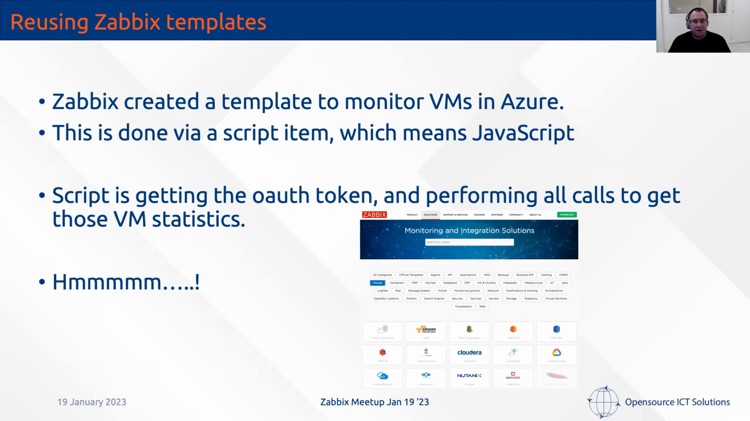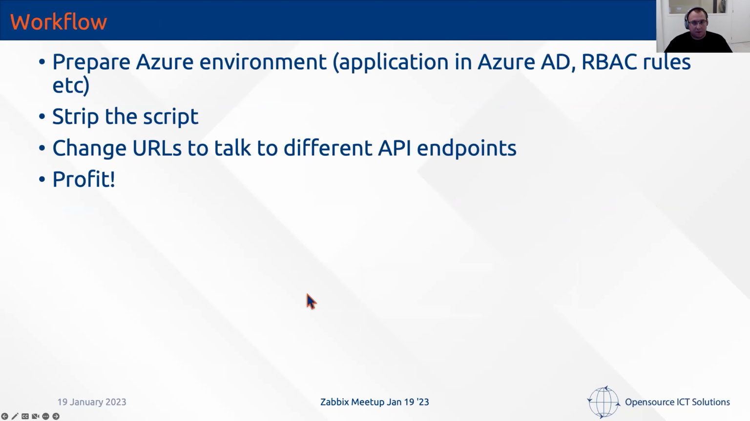Wait a minute. That means that if we can talk to the remote API, and we have a script in Zabbix that is doing roughly the same thing already, we should be able to move forward. And we figured out the workflow should be: create our Azure environment, work from there, get the official script, strip out what we don't need, change the URLs so that we can talk to the different API endpoints, and profit.